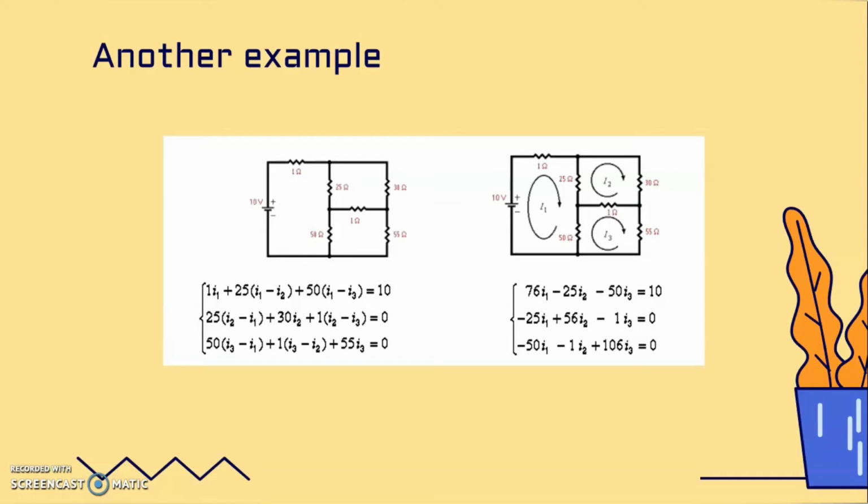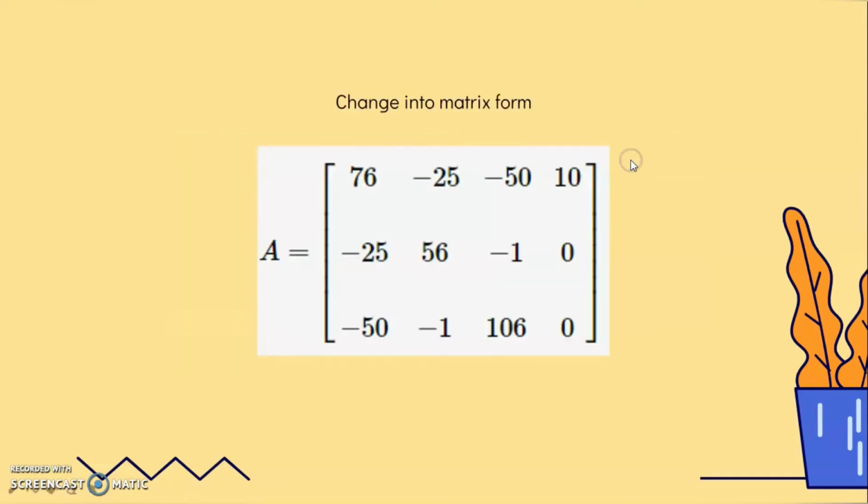Next, here is the matrix form of A that we converted from the previous linear equation. For row 1, column 1, we can see it is 76, row 1, column 2 is negative 25, row 1, column 3 is negative 50, and the last one, row 1, column 4, is 10.